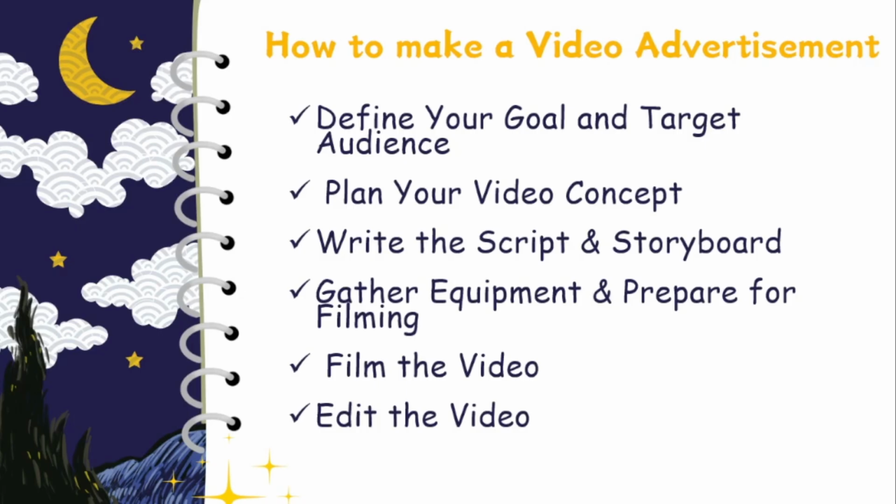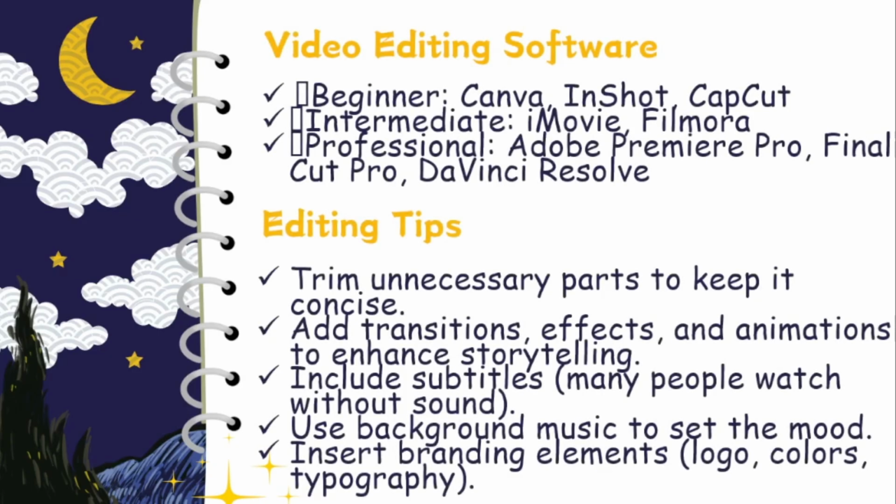Step 6. Edit the video. Video editing software. Beginner, Canva, InShot, CapCut. Intermediate, iMovie, Filmora. Professional, Adobe Premiere Pro, Final Cut Pro, DaVinci Resolve. Editing tips. Trim unnecessary parts to keep it concise. Add transitions, effects, and animations to enhance storytelling. Include subtitles, many people watch without sound. Use background music to set the mood. Insert branding elements, logo, colors, typography.